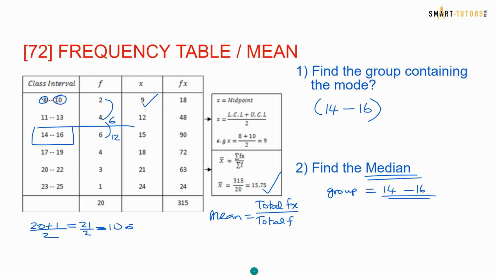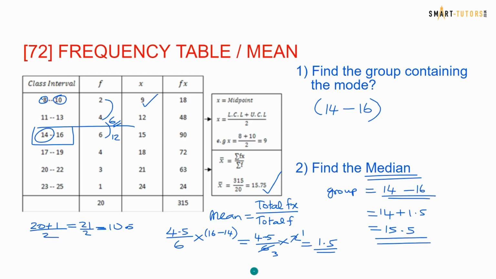If they ask for a specific value of the median, the previous group ended at 6. So between 6 and 10.5 is a 4.5 difference. So 4.5 divided by 6, which is the frequency of that class, times the class width, which is 14 to 16, a 2 class width gap: 16 take away 14 is 2. So 4.5 divided by 6 times 2 is 4.5 divided by 3, which is 1.5. You need to add the 1.5 to the starting value 14. So 14 plus 1.5 is 15.5, and that is the answer for part 2.